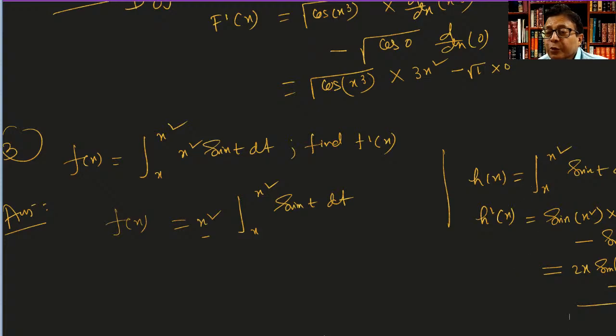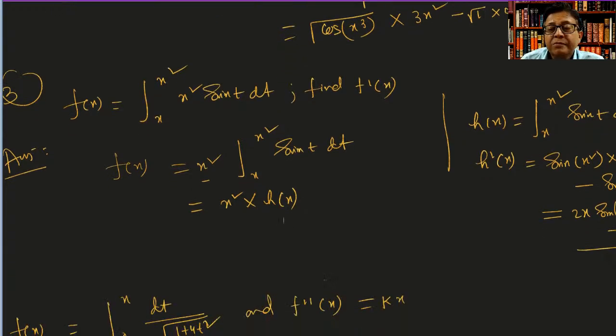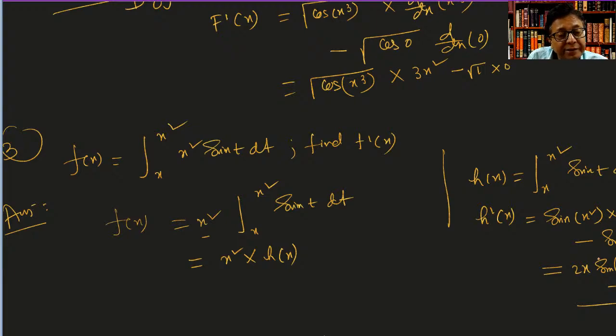So once more I tell you, take x square inside, then derivative 2x; minus x inside, then derivative of x. This part is h dash. So this one changed to x square into h. Agreed? Now find derivative by product rule.